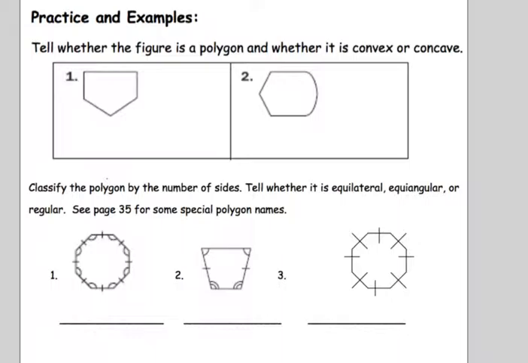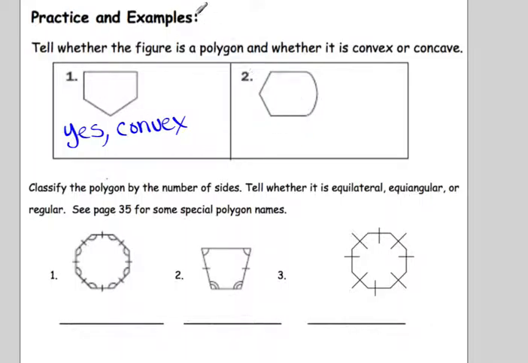Here starts our samples, our sample problems. It says to tell whether the figure is a polygon and whether it is convex or concave. On number 1, it is a polygon. If they asked me what kind of polygon, I would count the sides and I would say that it's a pentagon. They didn't ask for that, so I'm not going to put that. But it did ask for convex or concave, so I'm going to say yes, it's a polygon, and it is convex because it doesn't have any pieces that sort of go inward on itself.